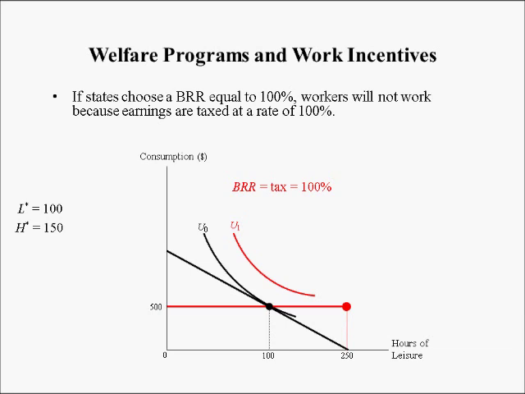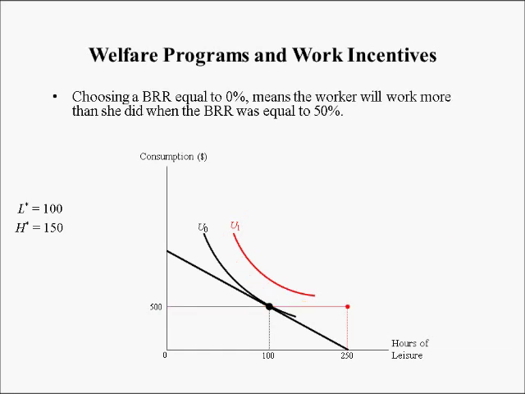A benefit reduction rate of 100% means the budget line rotates until it has zero slope, resulting in the woman being made worse off. Remember, the woman was on U1 when the benefit reduction rate was 50%. Now the woman is on a different indifference curve, the one that's between U0 and U1. So her utility is lower, and this woman works 0 hours a week because her leisure is 250 hours a month. Now let's compare that to a benefit reduction rate of 0%.